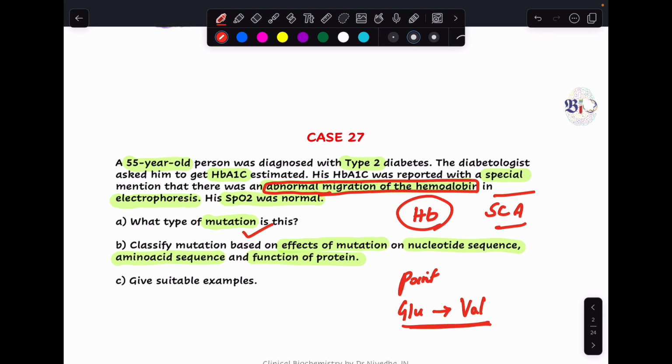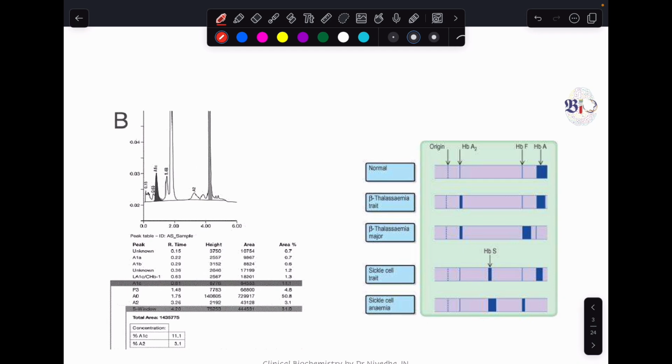So with this you'll be able to answer the second question also, is it not? We can classify based on the effects of mutation on nucleotide sequence, amino acid sequence, and function of proteins. And then a few examples we will give to this. All right, so let's see how we are going to answer this question. So what type of mutation is this?